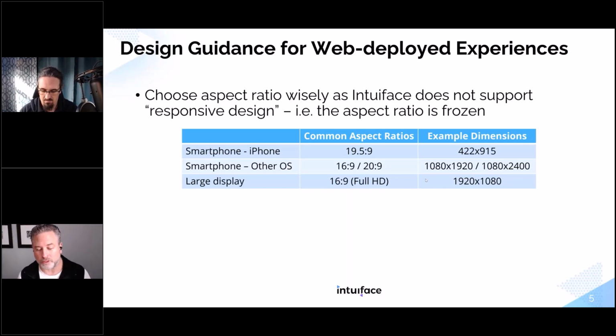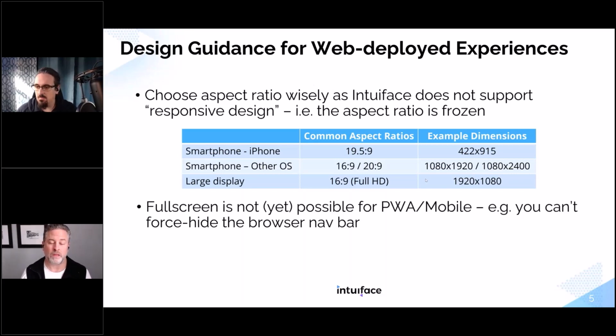So no responsive design. We never did, still don't. You need to find the most common aspect ratio. Whether you deploy to the web for mobile use or as a progressive web app, which is the ability to run web deployed experiences as if they're an app on a device, they don't ever actually go full screen anyway. You can't force hide the nav bar.